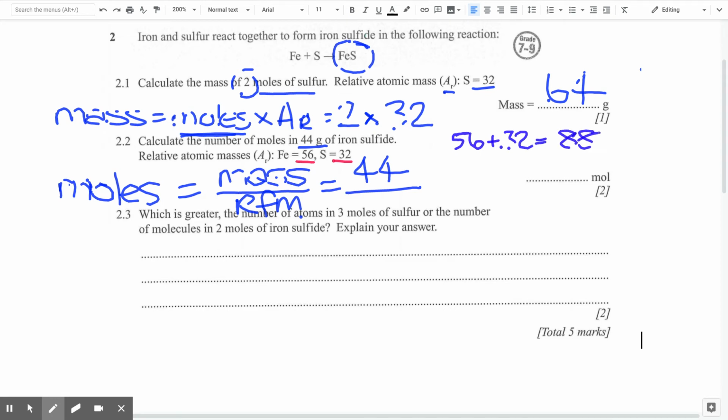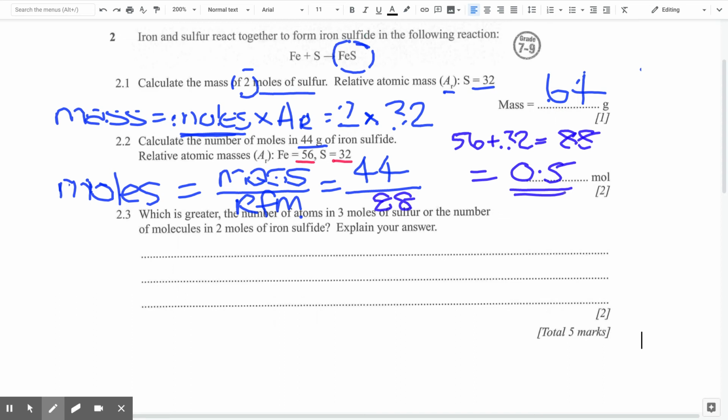Then if we put that RFM into the equation, we know 44 over 88, and that's a nice looking calculation. We know that's equal to a half. So we've got half a mole of iron sulfide. Nice looking numbers usually have a feel of being a correct answer. If you've got a number with lots of decimal points and random numbers, sometimes it's probably not correct. Not always, but nice looking numbers have a habit of being correct.